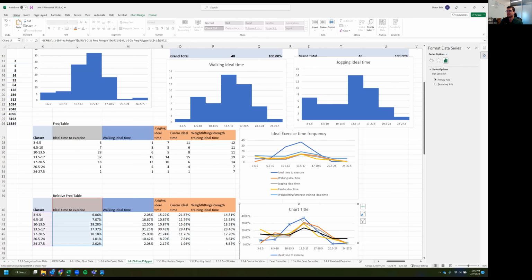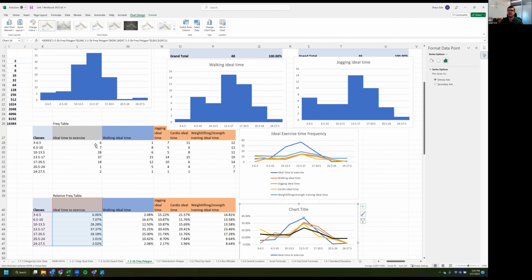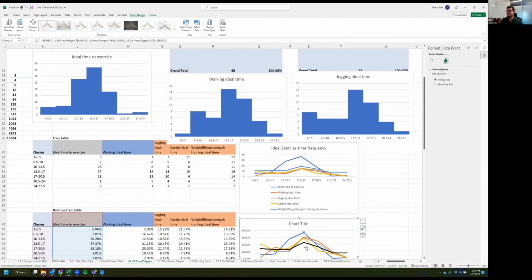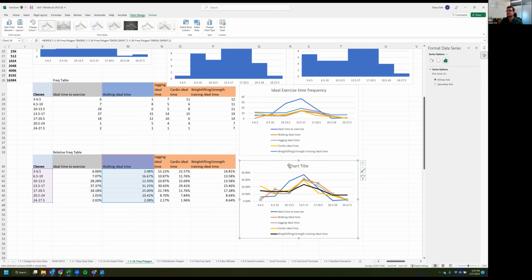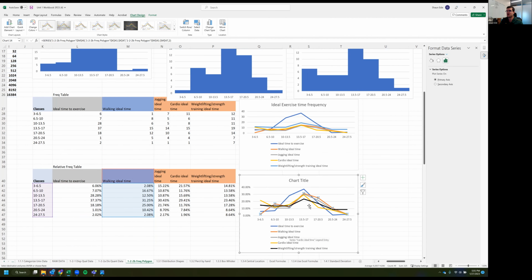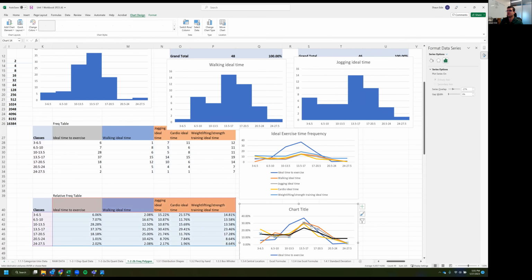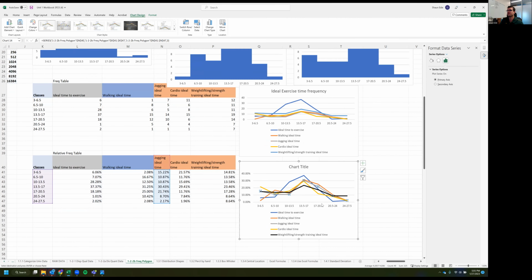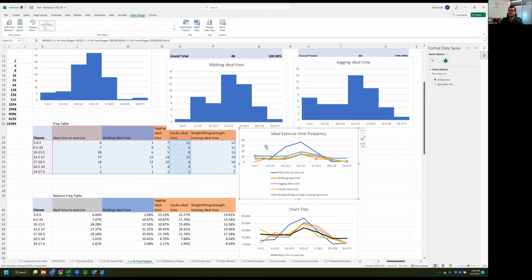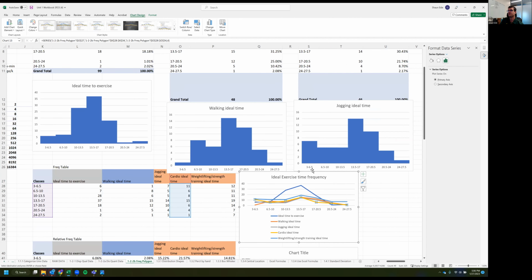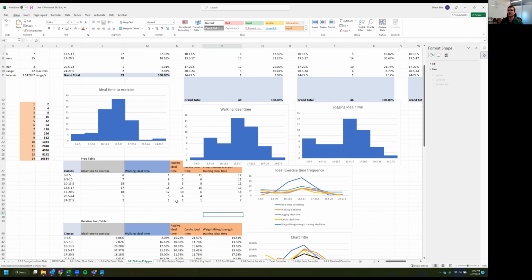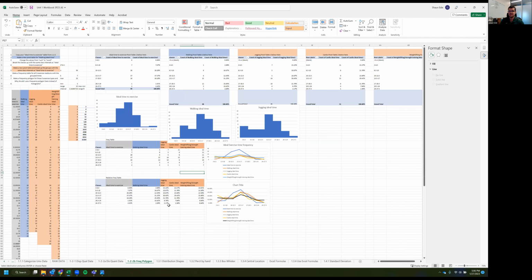So if I were to do just this one right here, it would actually match this perfectly. Ideal time to exercise, it would match this perfectly. Walking ideal, so you click on walking, would match this histogram perfectly. Jogging would match this histogram perfectly, so this gray one. It would match these all perfectly because these are all based on frequency. This is based on relative frequency, but it would match those perfectly, so it allows you to basically stack them all on top of each other, and that's how you would make these frequency polygons and the relative frequency polygons.